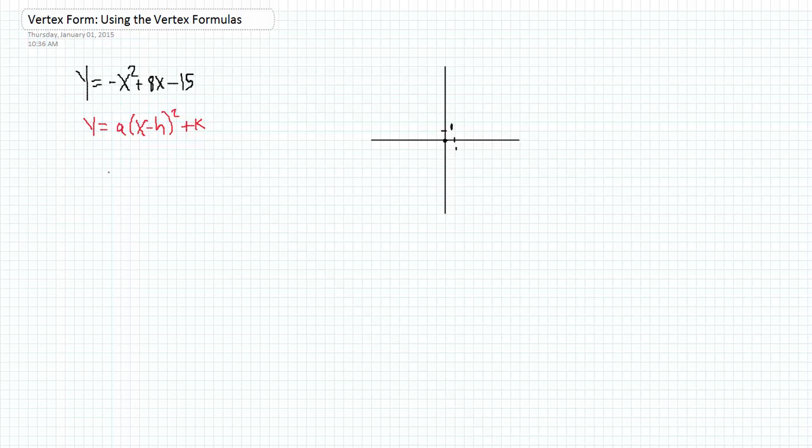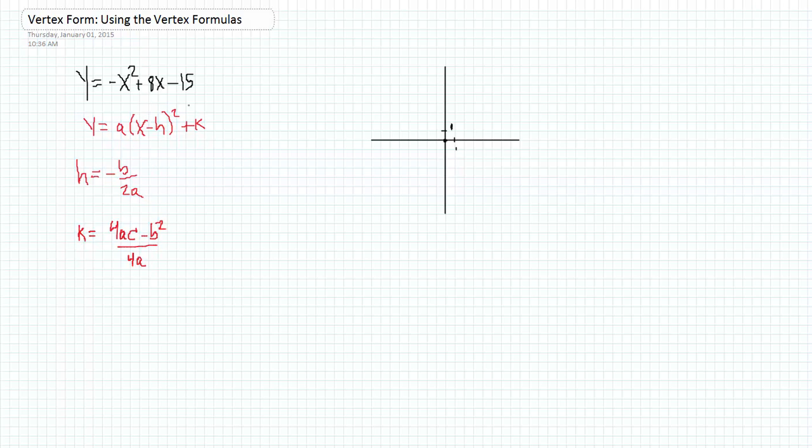Now, over here, there is a formula that says that h is equal to negative b over 2a. And additionally, there's a formula for k. I'm not sure if you guys have seen it, but I'll derive it in another video. So k would equal 4ac minus b squared all over 4a. So basically the opposite of the discriminant in the quadratic formula divided by 4a.